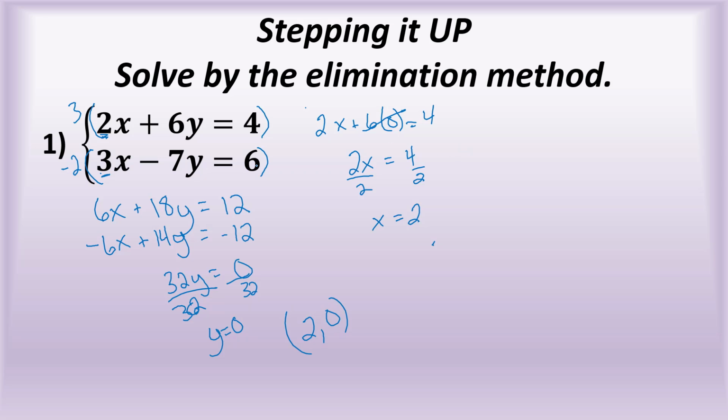Always good to check it in your second equation. We know it's going to work in the first one unless we made a mistake. We'll see if we made a mistake by checking it in the second solution. 3 times our x value of 2 minus 7 times our y value of 0 equals 6. 3 times 2 is 6 minus 7 times 0 is 0 equals 6. So 6 does equal 6. We're in good shape.